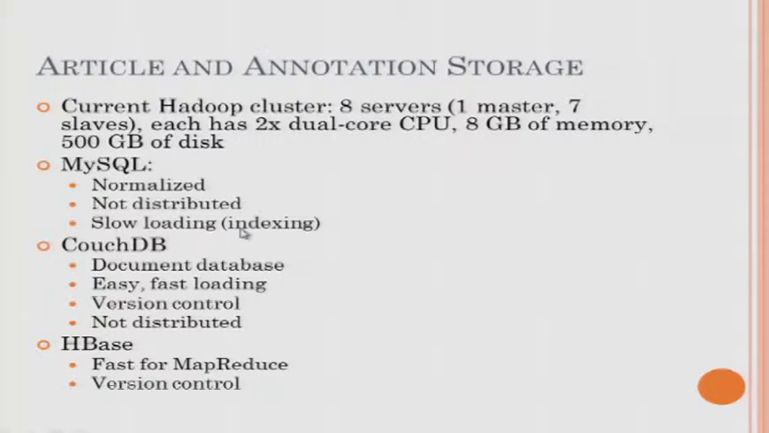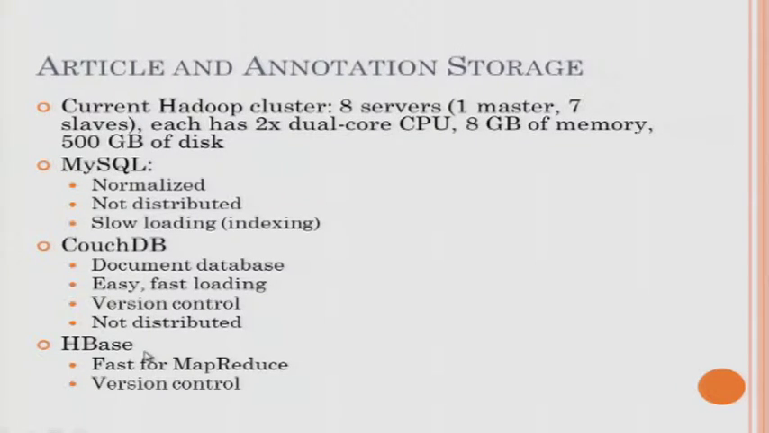Especially when the annotations are inserted, because we have 23 million articles, and annotations are sometimes in the billions. To insert or delete an annotation, the index will be rebuilt, so it's very inefficient. We also tried CouchDB. CouchDB is a document database. It's not normalized, it's very easy to use, and loading is fast because there is no indexing. It supports version control, but the problem is it's also not distributed. So when you run over 40 processes at the same time, this is not good enough.